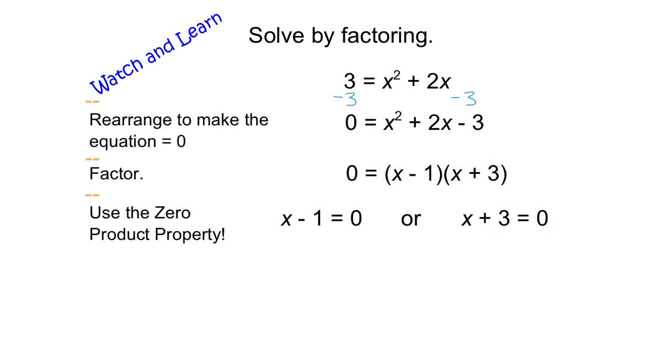Now I solve the equation in each case. Well, if x minus 1 equals 0, then x must be 1. If x plus 3 equals 0, then x must be minus 3. So if x can equal either one or the other, then I can write my final answer as two possibilities in set notation. X is equal to negative 3 or 1. So we got to rearrange the equation to make it equal to 0, then factor, and then we use that zero product property to solve.